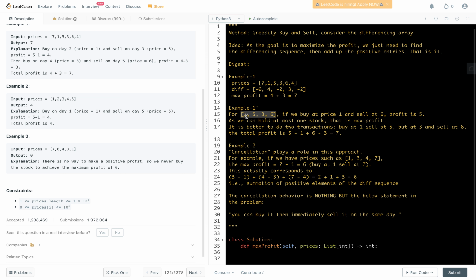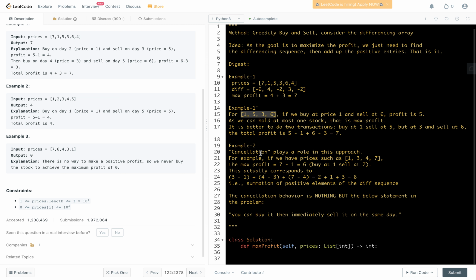For example, we buy at price 1 and sell at price 5. So this is one transaction. Another transaction is that we buy at 3 and sell at 6. So together, what we have is 5 minus 1, so this is one profit, and 6 minus 3, another. Add them together, we get 7. So that's the maximal profit for this list.